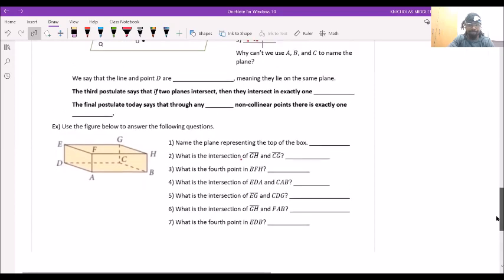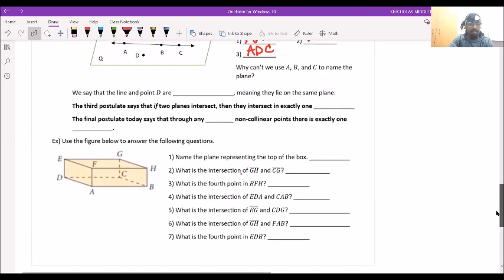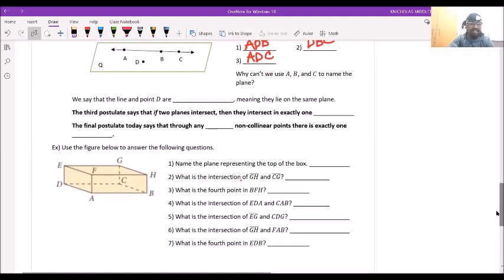So we say that the line AC and point D are coplanar, and that just means they're together on a plane.